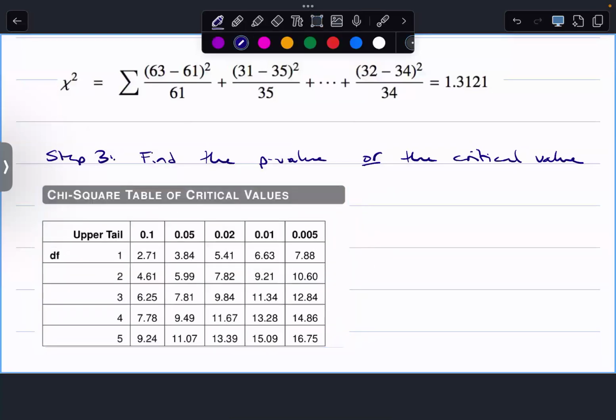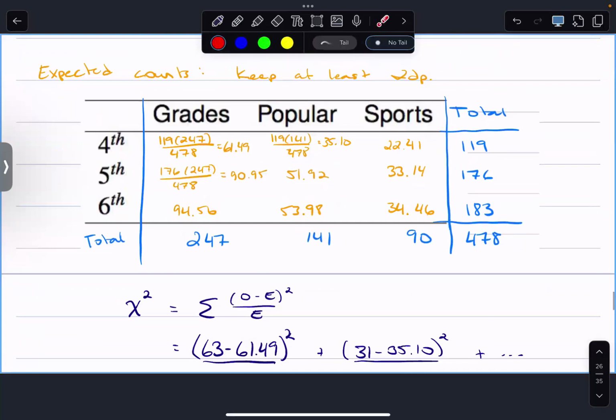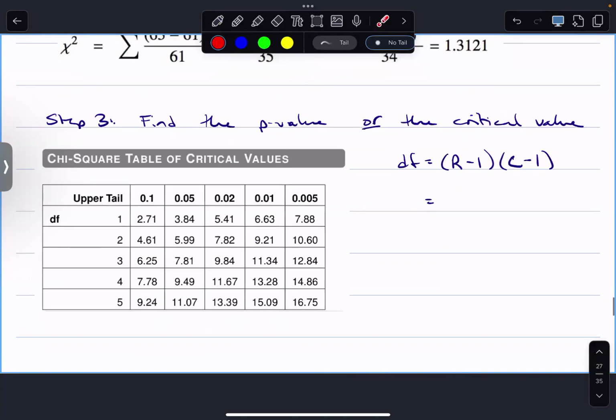We need our degrees of freedom. It's the number of rows minus 1 times the number of columns minus 1. Can I do that? We had 3 rows and 3 columns. So I have 3 minus 1 times 3 minus 1, which is 2 times 2, which is 4. So I have 4 degrees of freedom.